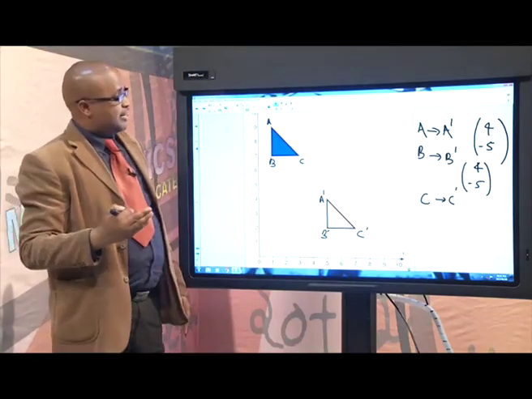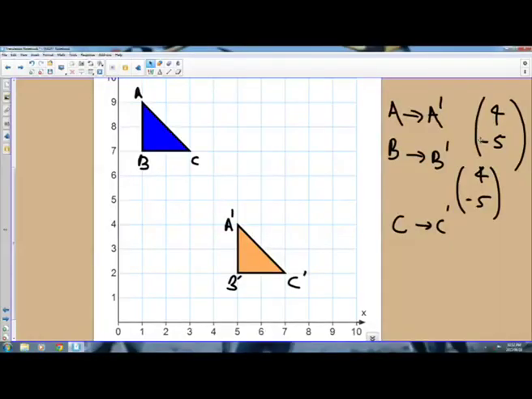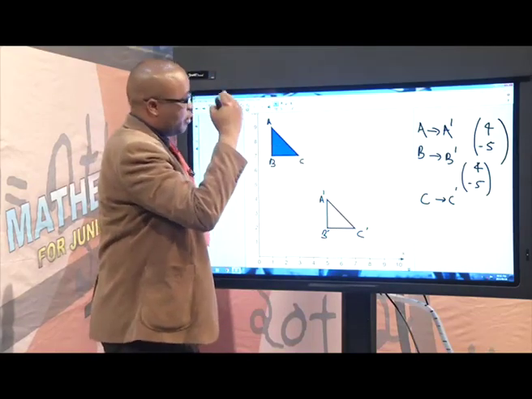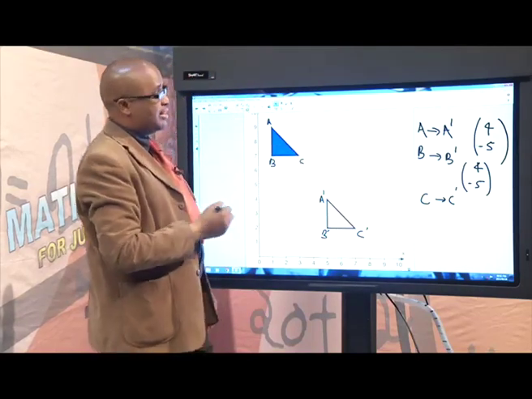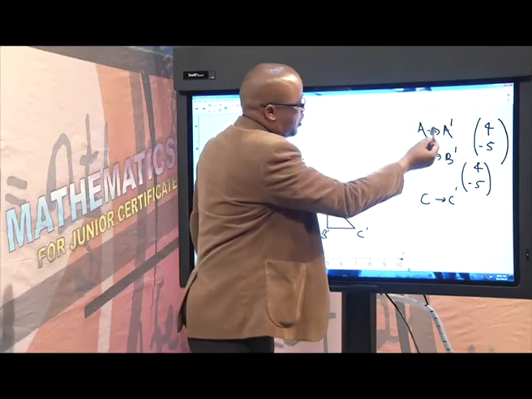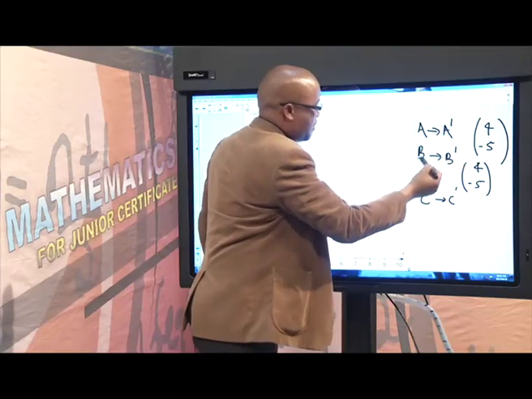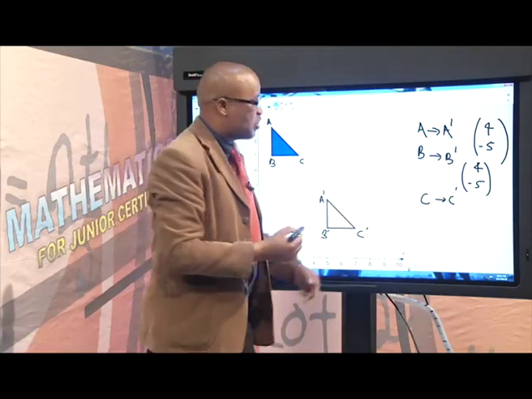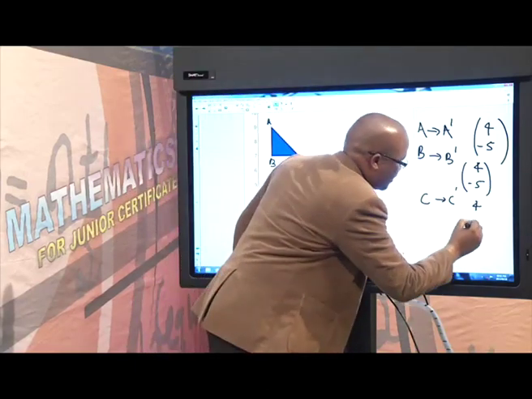What this is simply saying here is every point on this object is going to move 4 steps on the positive right hand side and then 5 steps down. Then you can see that from A to A prime is 4, negative 5. B to B prime is 4, negative 5. Even from C to C prime, it will be 4, negative 5.